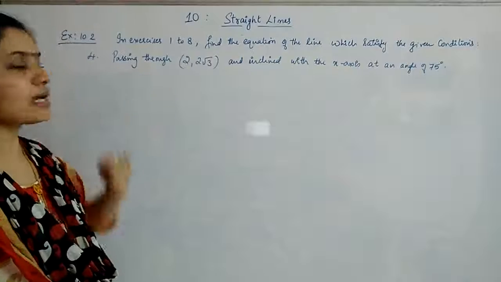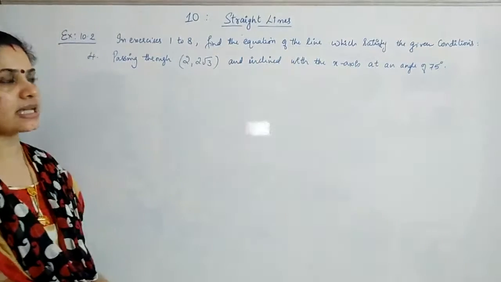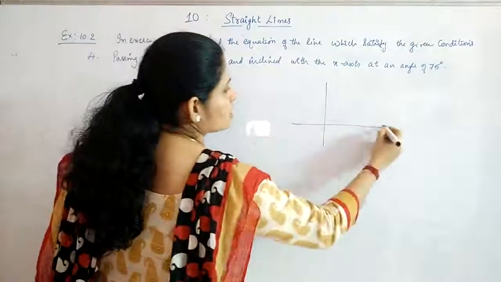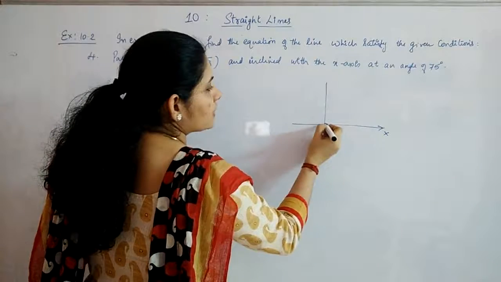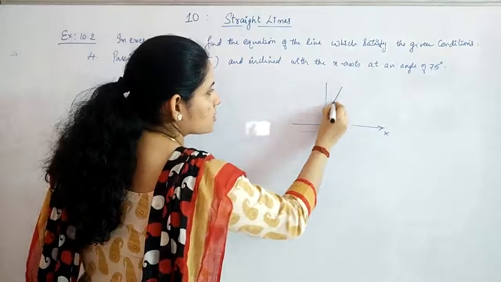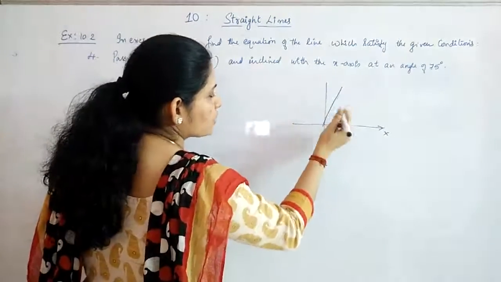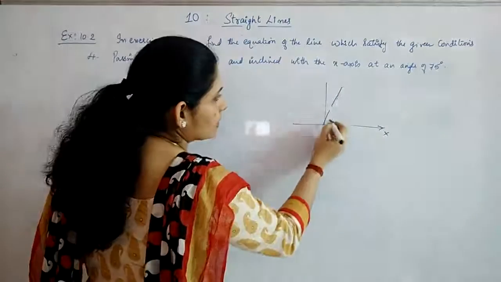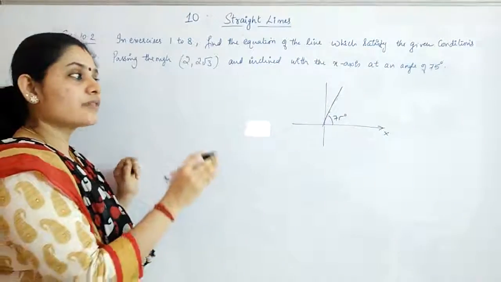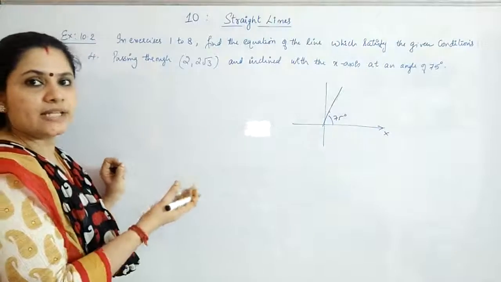Question number 4 is, passing through 2, 2 root 3 and inclined with the x-axis at an angle of 75 degrees. What do you mean by that? Inclination is given. Inclined with the x-axis at 75. So suppose this will be the line. They are not saying that it is passing through 0, 0. I'm just showing how much angle it is making with the x-axis. Suppose this is 75. So angle of inclination is given, means if you take tan of that angle, you will get slope.